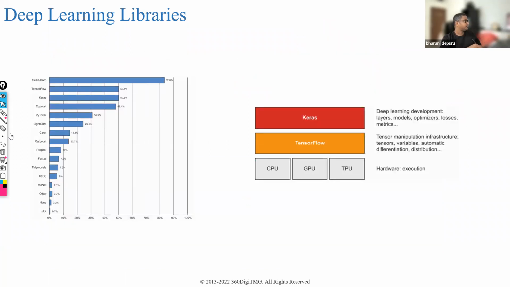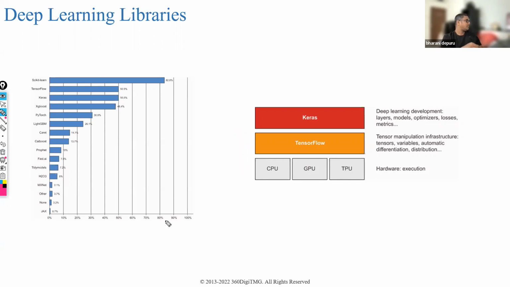And when you look at various deep learning libraries for that case, Keras is a high-level programming language. When you write your program in Keras, it will convert that into TensorFlow, which is a low-level programming language, and then it executes the code on either a CPU or a GPU or a TPU.